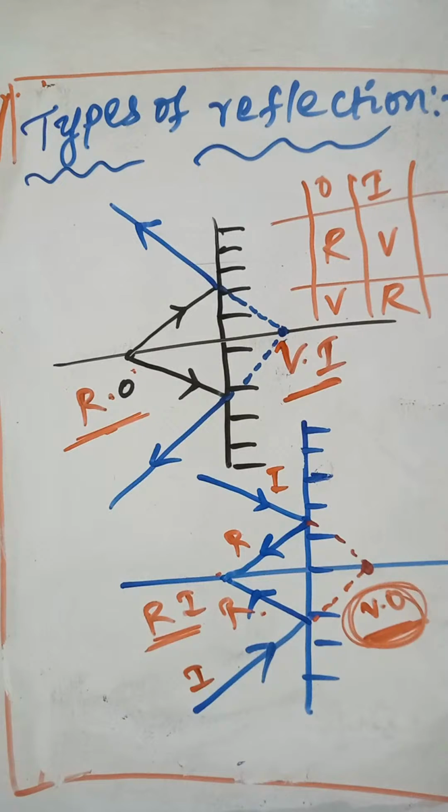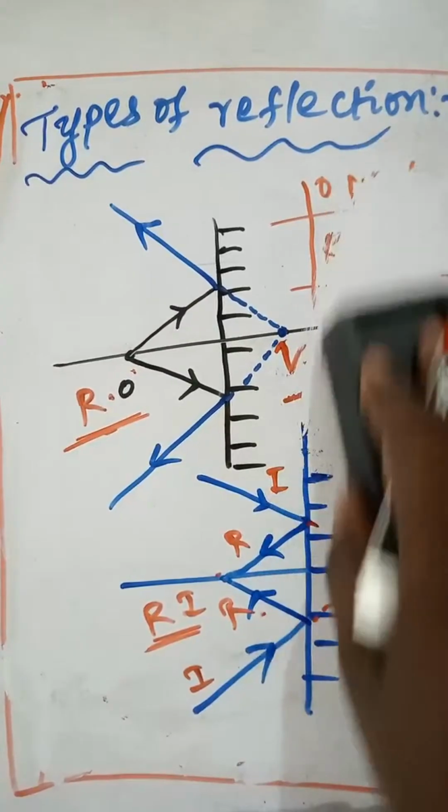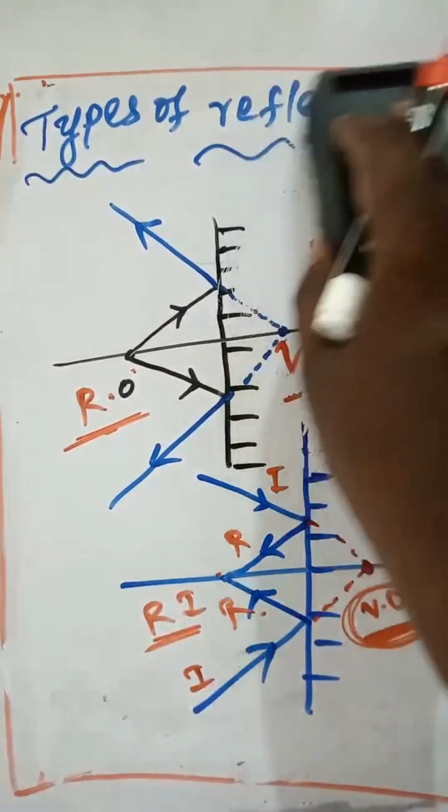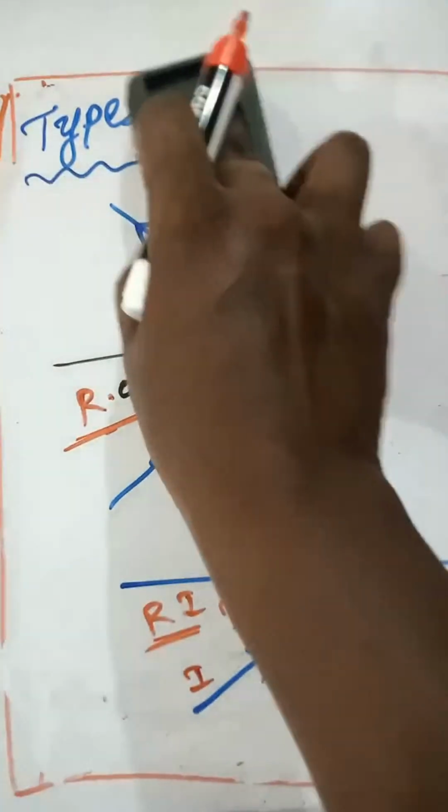Next, we'll go to the next topic: the image formed by the plane mirror. Characteristics of the image formed by the plane mirror. So we will discuss now, what is the nature of the image formed by the plane mirror?